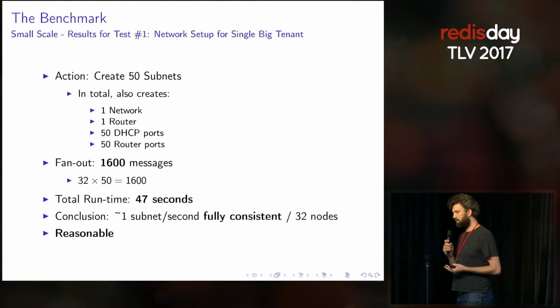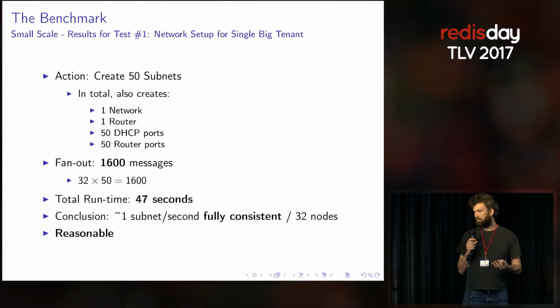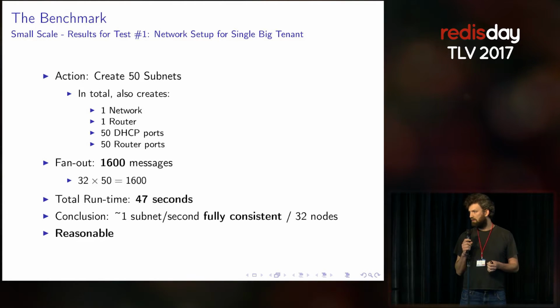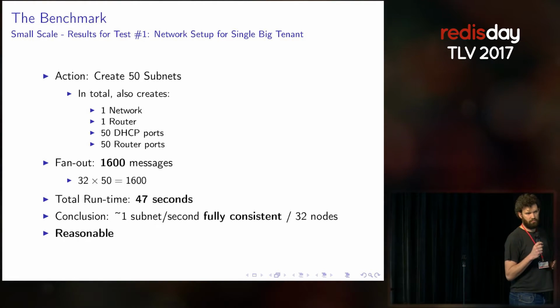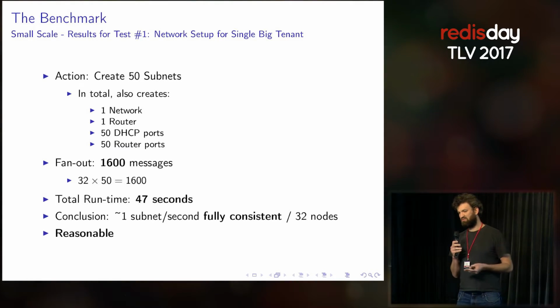Spread across our 32 servers, that means we have 1,600 messages. It took a total of 47 seconds. So we reached the point where we can create one subnet per second, which is reasonable.